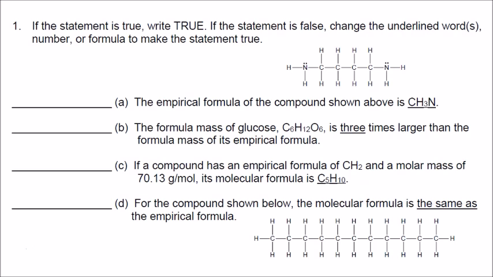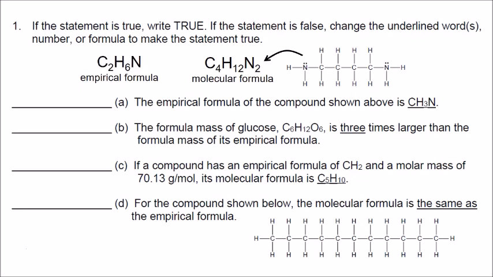So letter A, the empirical formula of the compound shown above is CH3N. Well, if we look at the number of carbon, hydrogen, and nitrogen atoms in this molecule, we get a molecular formula of C4H12N2. If we divide each of those subscripts by 2, we get an empirical formula of C2H6N. So therefore, statement A is false, and you should write C2H6N to correct the underlined portion.